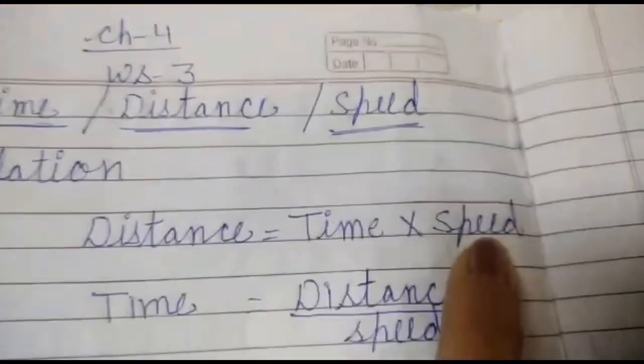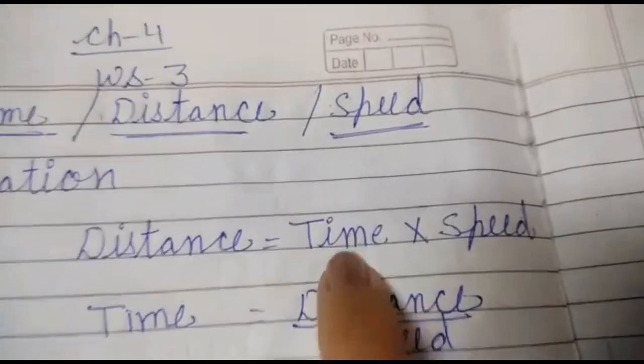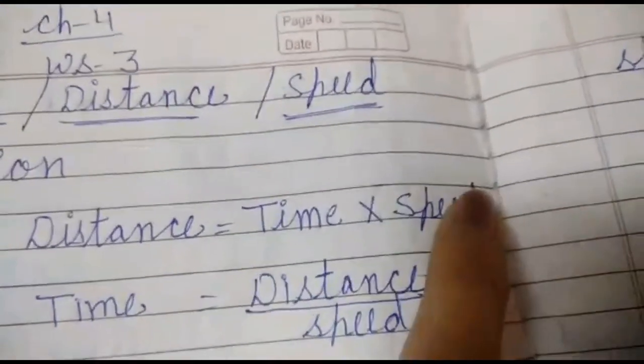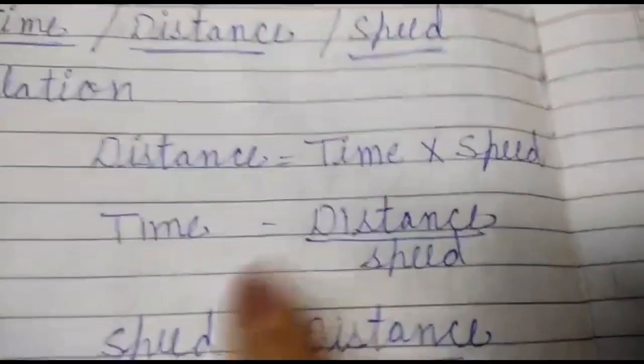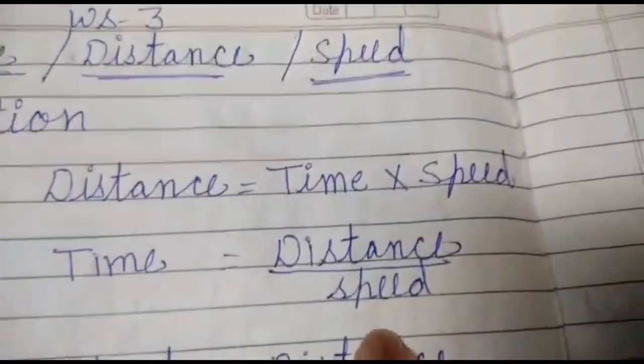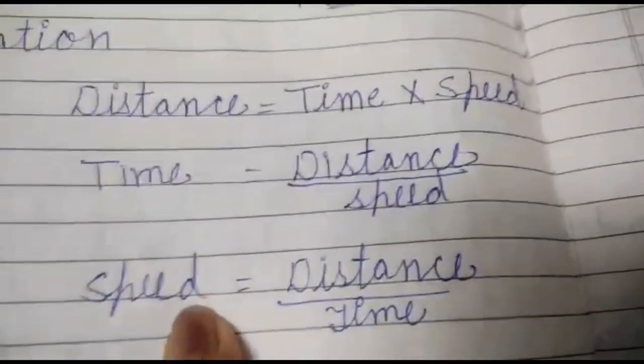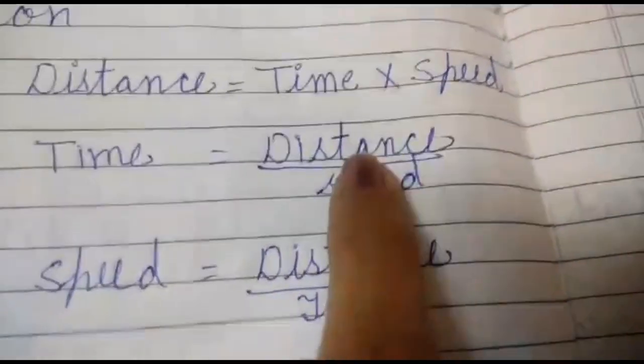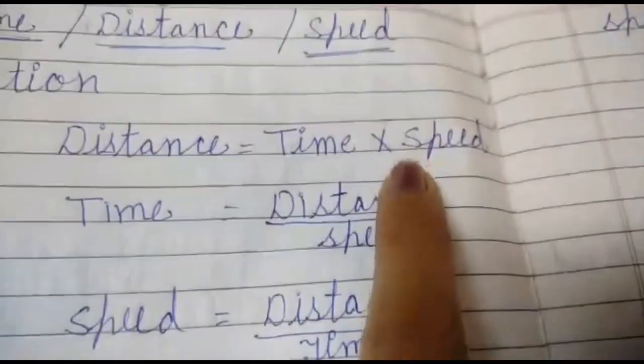Now, if I ask you to find the time, how will you find it? You will divide the distance by the speed in this manner. Time is equal to distance by speed and speed is equal to distance by time. These two formulas are generated from this single formula.